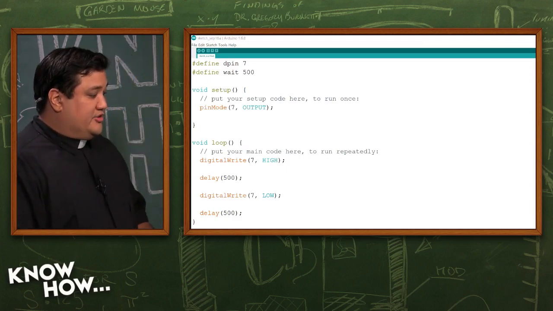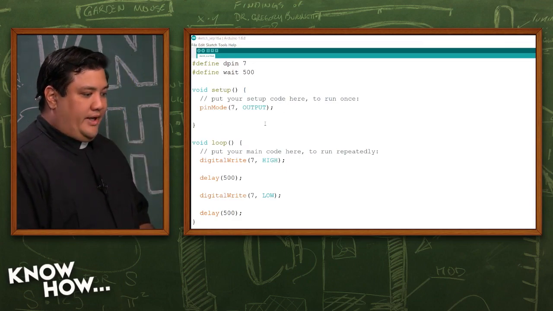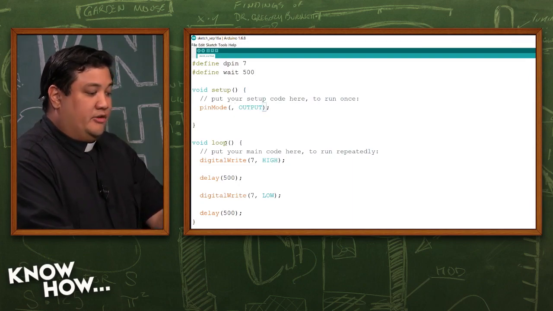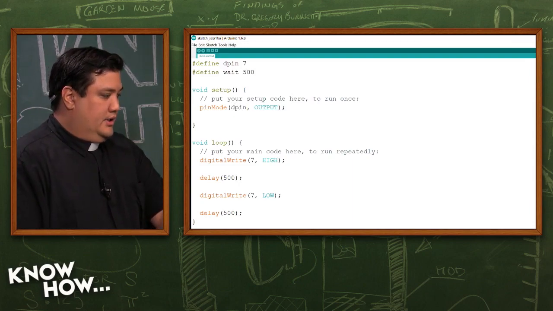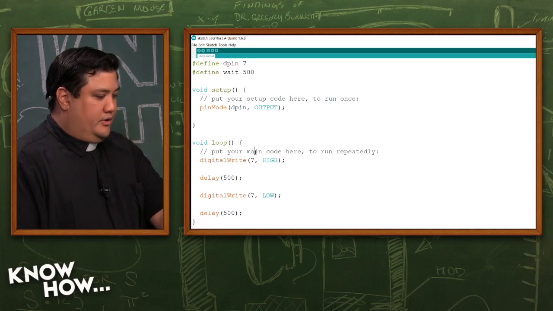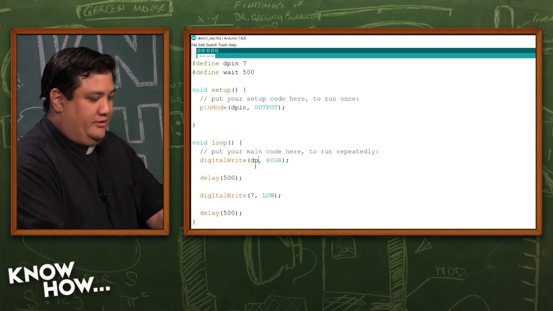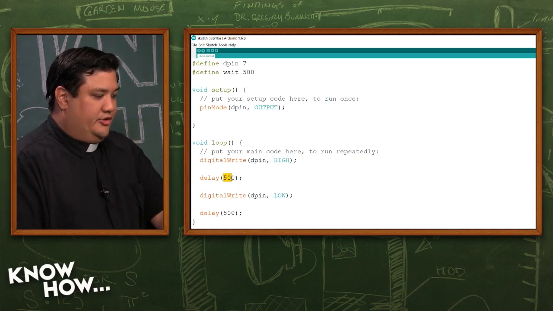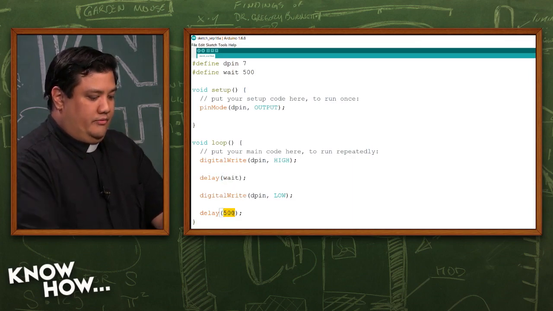Got it. Now here's how simple it is. In void setup, instead of 7, I'm going to put dpin. And then down below in my loop, instead of 7 here, I put dpin. Instead of 7 here, I put dpin. And then instead of delay 500, I'm going to put delay wait. And one more, wait.